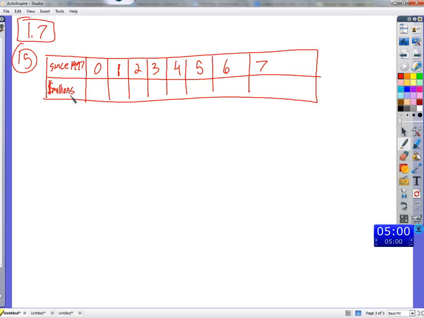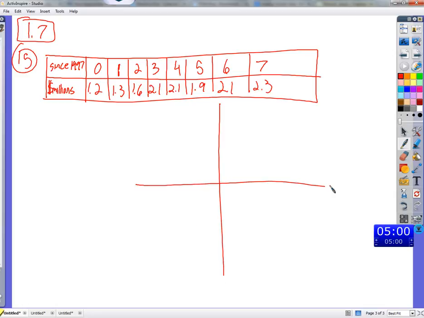How many millions of dollars does it cost to have a 30-second ad during the Super Bowl? 1.2, 1.3, 1.6 million, 2.1 million. Still 2.1 million. Didn't go up that year. 1.9 is starting to come down. Then back up to 2.1 and 2.3. And they want us to graph the function.